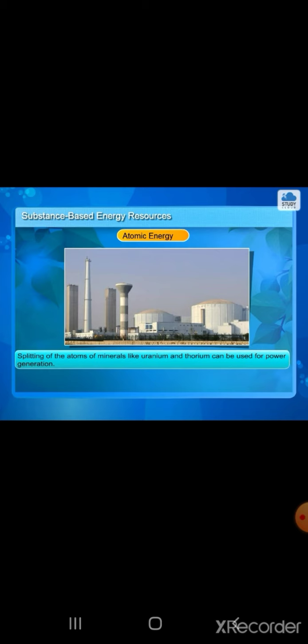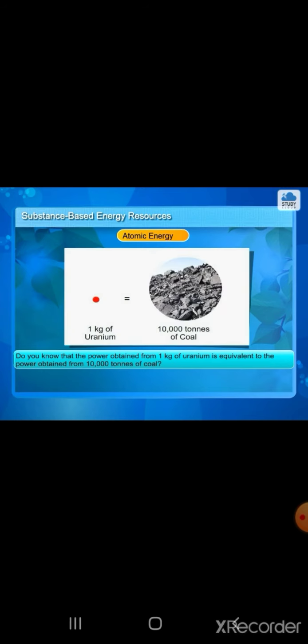Atomic energy. Splitting of the atoms of minerals like uranium and thorium can be used for power generation. In this process, using very small quantities of minerals, energy can be generated on a very large scale. Do you know that the power obtained from 1 kg of uranium is equivalent to the power obtained from 10,000 tons of coal? Only a few countries in the world like India, USA, Russia, France, Japan use atomic energy.